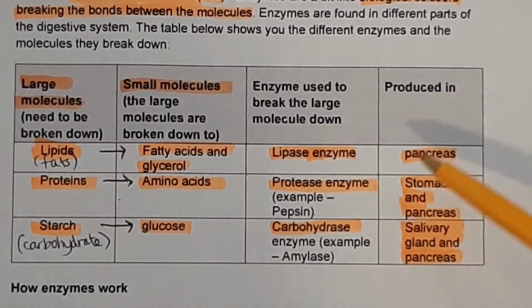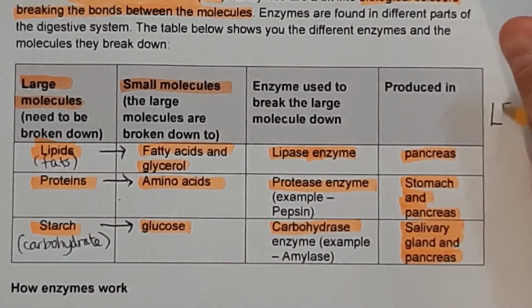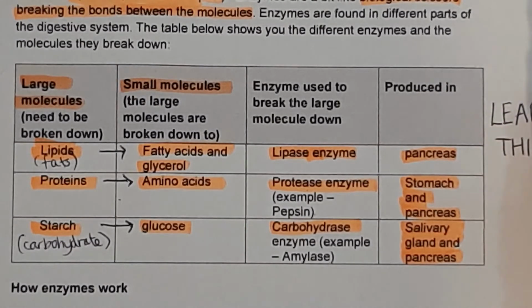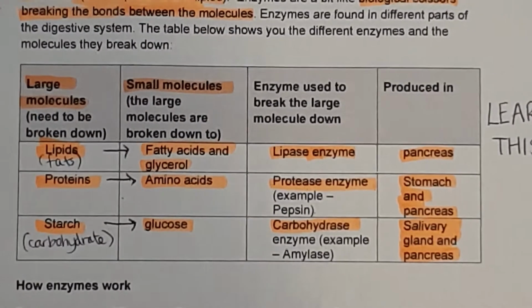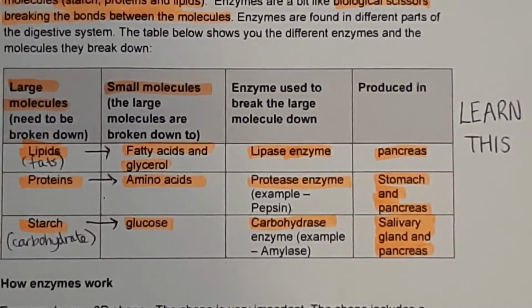Okay, so you'll need to learn this. You need to know all of this information. For example, if I were to say, where is protease produced in the body? You need to know the answer. If I were to say, what is starch broken down into? You need to know that it's glucose. If I say, what breaks down lipids into fatty acid and glycerol, you need to know that that's the lipase enzyme. So make sure you spend some time learning that. Feel free to pause the video so that you can do this. Okay, so we're going to move on to how enzymes work.